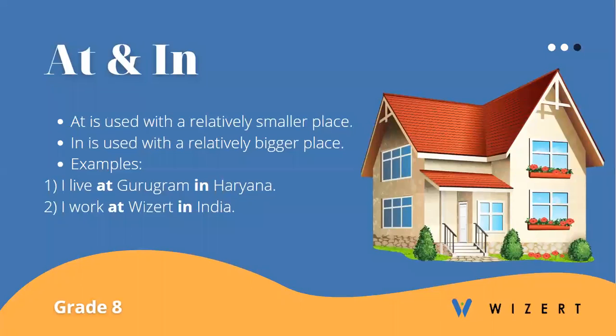The next confusing pair is at and in. So at is used with a relatively smaller place, whereas in is used with a relatively bigger place. Look at the examples. I live at Gurugram in Haryana. So Gurugram is like a city, whereas Haryana is a state. So obviously the state is bigger than the city, which is why for a smaller place I have used the preposition at, but for the bigger place I am using the preposition in.